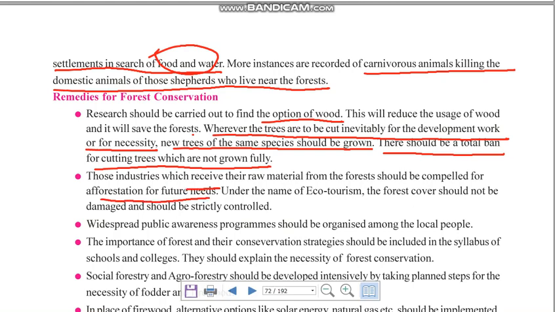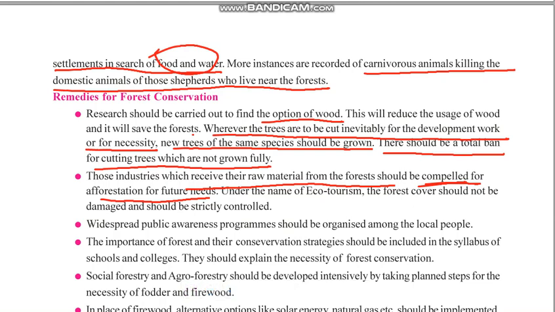See, sir, there are a lot of industries which get their raw material from forest directly, like paper, rubber, matchsticks, sports goods. These are all kinds of industries which directly use forest products as their raw material. So those industries need to be compelled. Compelled means forced, obliged to do afforestation for further needs.